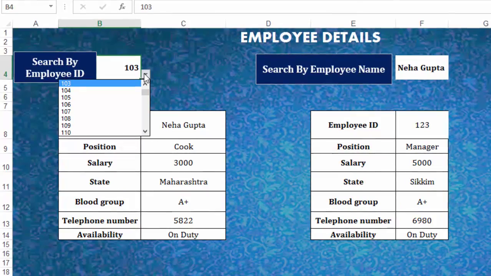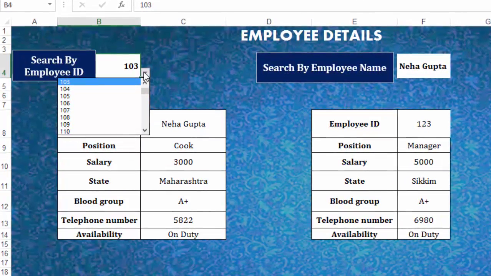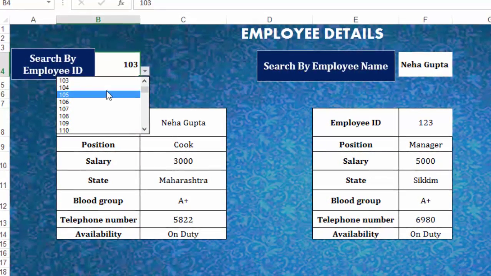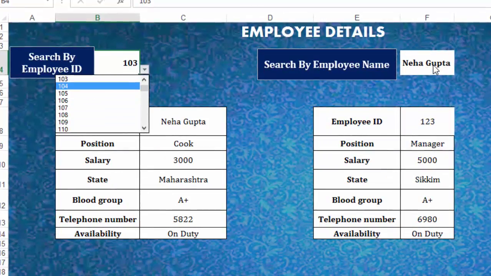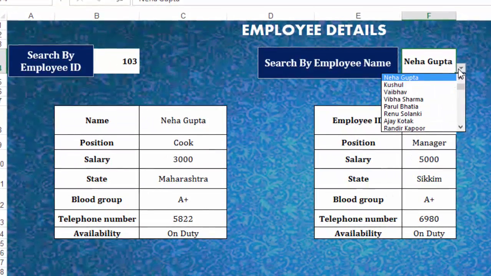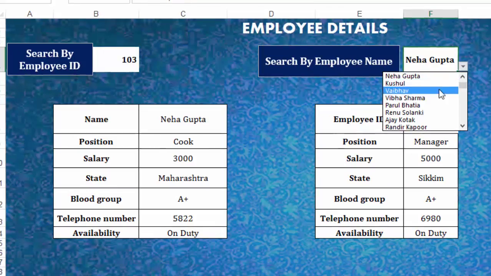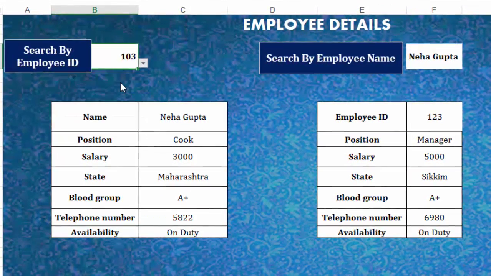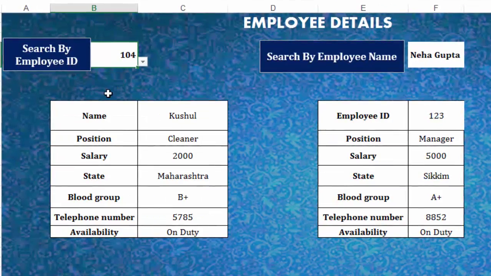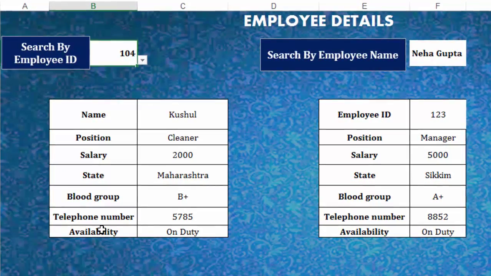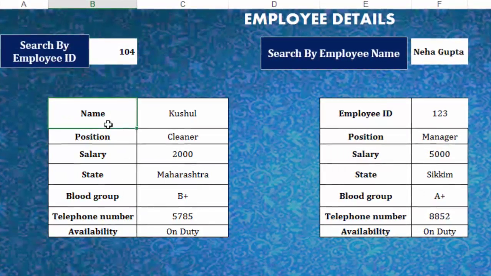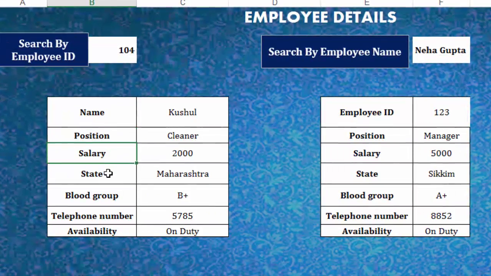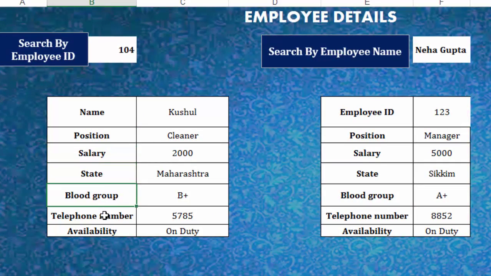which has been explained earlier in the videos of the customer details. A drop-down has been created and the user can very conveniently select the name or the ID he wishes to search for. After the user has selected an employee ID, the following information is displayed. It includes the name, the position, salary, state, blood group, telephone number, and the availability of the staff.